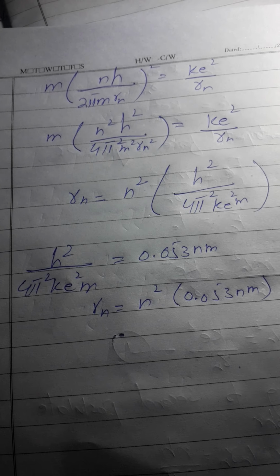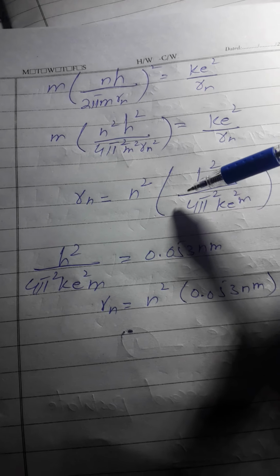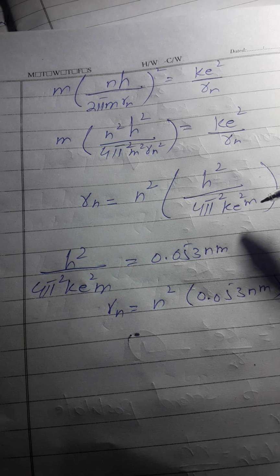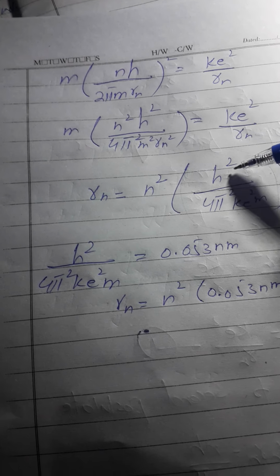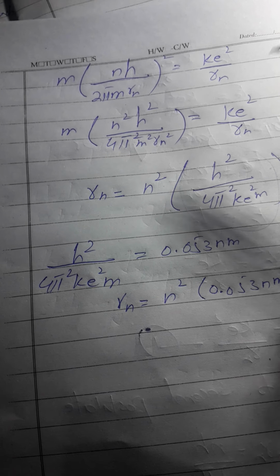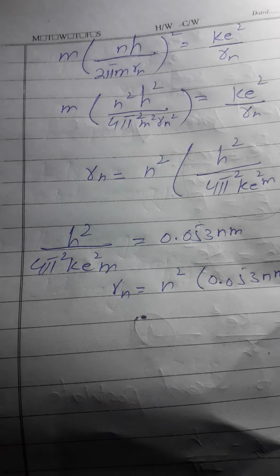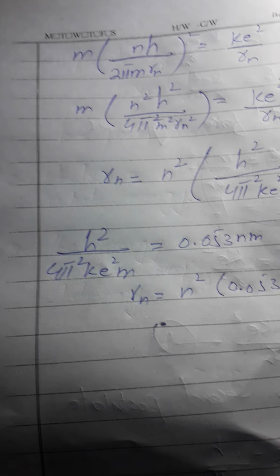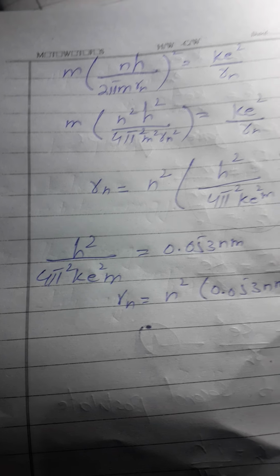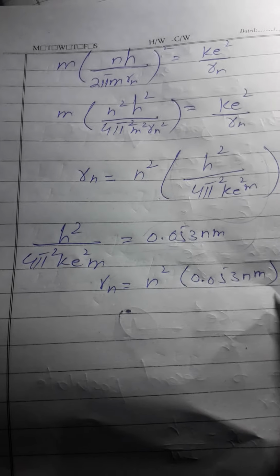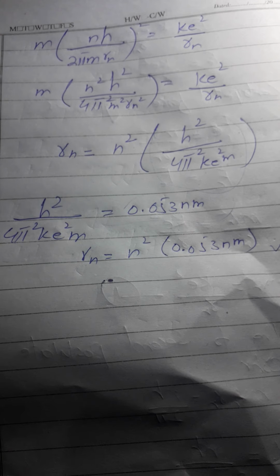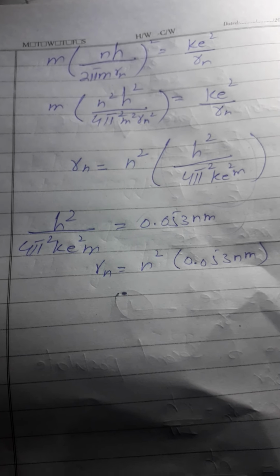So from here we separate rn. This will give you rn equal to n squared h squared divided by 4 pi squared k e squared m. This one is a constant, h is the Planck's constant, and its value we have discussed, 6.63 times 10 to the power minus 34 joule second. And the remaining are also constants: pi is a constant, the value of k is a constant, e is a constant, m is a constant. So we will get the value 0.053 nanometers. This one is the basic relation for the radius of the quantized orbit.